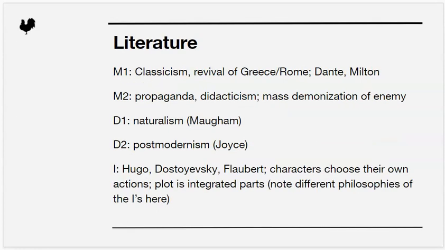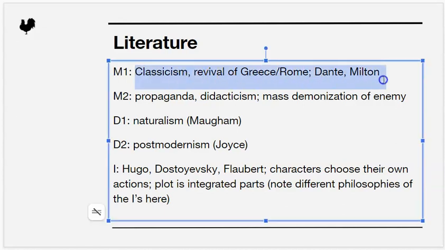All right, let's look at the DIM example in literature. M1 would be the classicism approach, the revival of Greece and Rome. This is Dante, Milton. This is turning back to the classics, turning back to tradition for the sake of turning back to tradition, saying, well, it's old, so it must be right. It's old and it's stuck around, so there must be something right there. And I think that is true to some extent, but it doesn't really give you a view of what good literature is if you just say, well, let's just look at what's worked, or let's just look at what's old, implied that it's worked the longest.